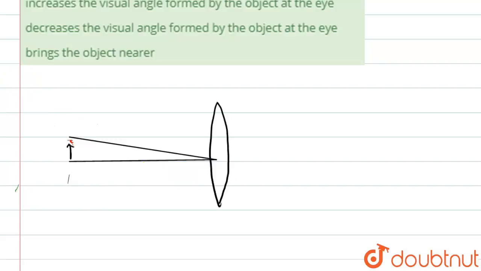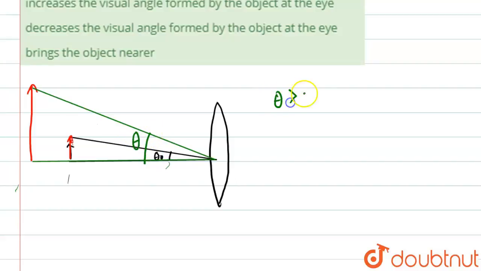So basically what will happen, the image of this object will form somewhat like this, and it will subtend a larger angle so that we can see the object properly. You can see this theta is much greater than theta naught. Theta is greater than theta naught.